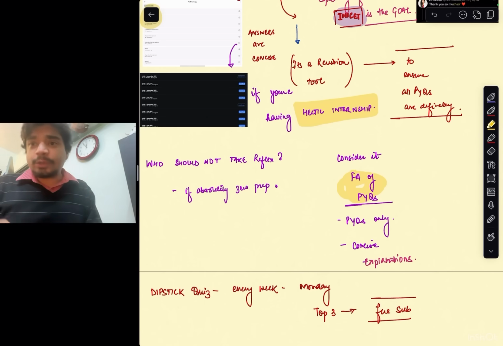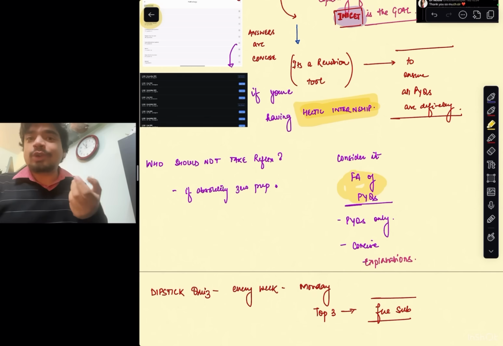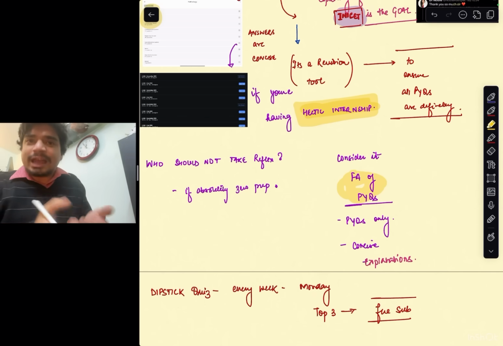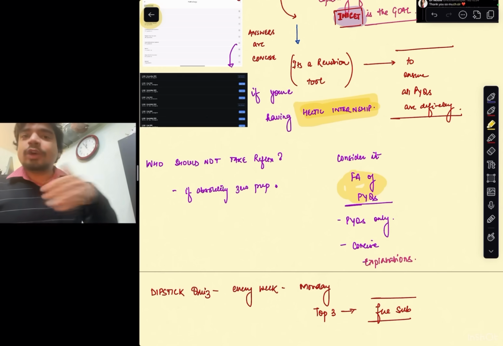Who should not take Reflex? And this is a very important point. If you're starting with absolutely zero prep, please don't take it right now. Maybe take it 2-3 months later, but don't take it right now because, like I said, explanations are very, very concise. I made it from a hectic internship point of view, that at 11 o'clock at night, in your final year of medicine, you want to solve some PYQs so that you know the important topics and you can just solve them very fast.